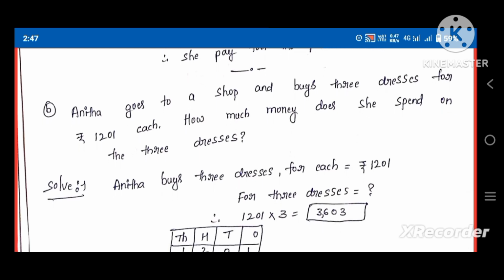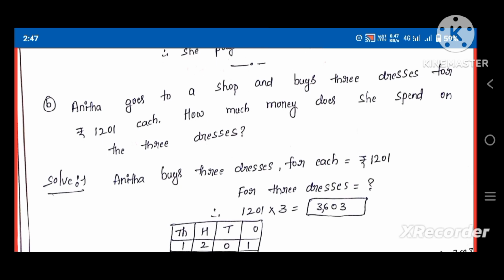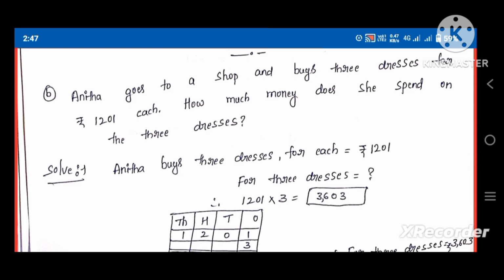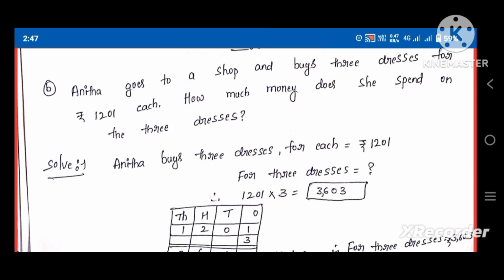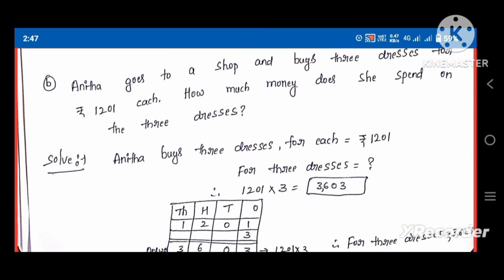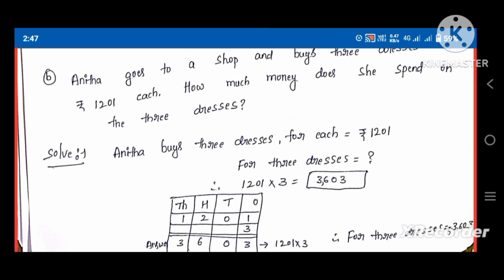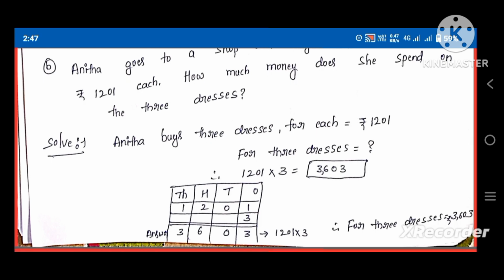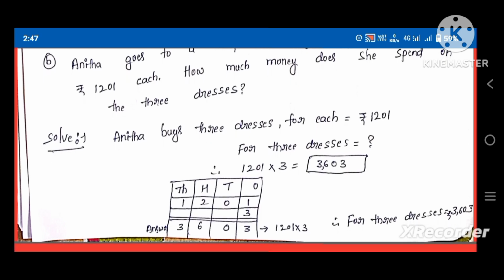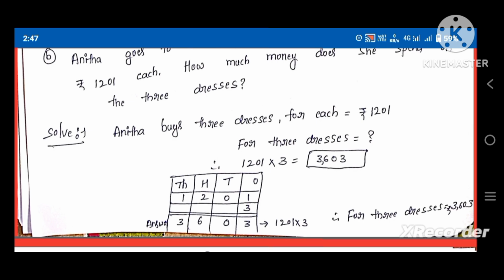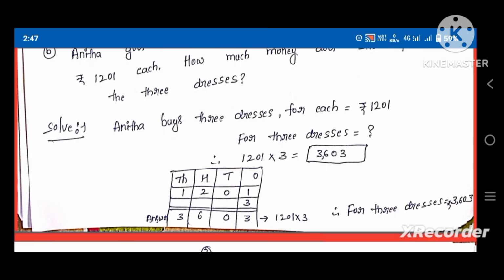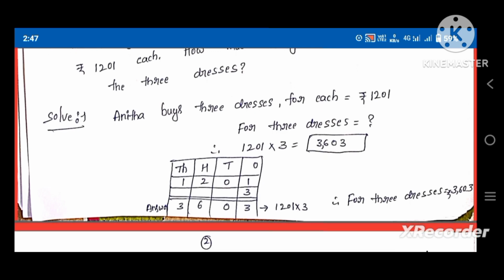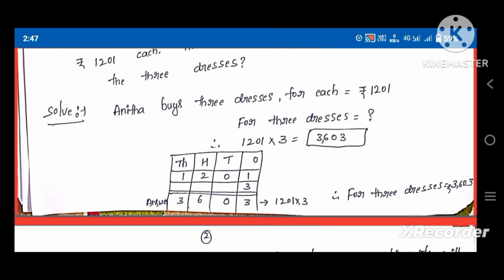Question number B. Anita goes to a shop and buys 3 dresses for rupees 1201 each. How much money does she spend on the 3 dresses? Solve. Anita buys 3 dresses, each is equal to rupees 1201 for 3 dresses. We find. Therefore, 1201 into 3 is equal to 3603. For 3 dresses, 3603.